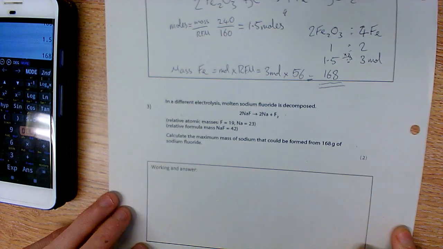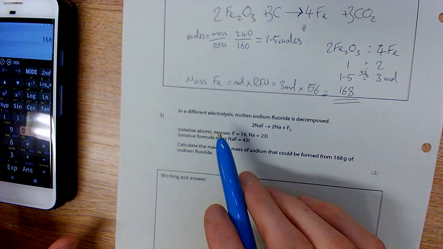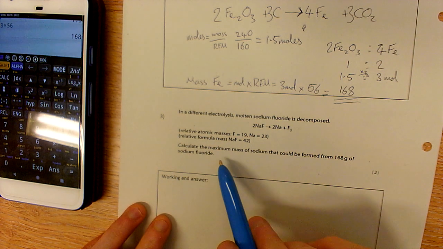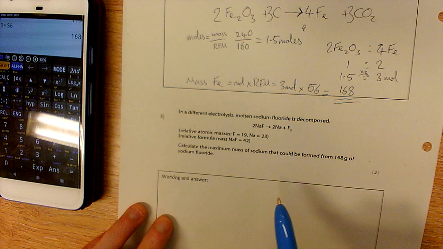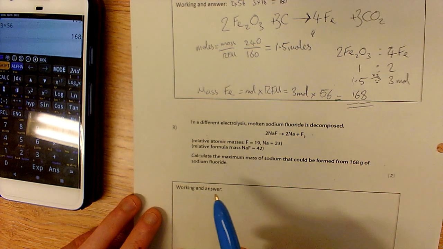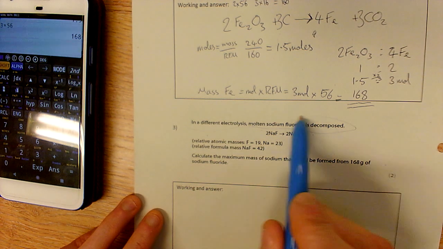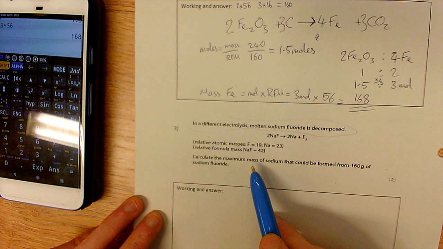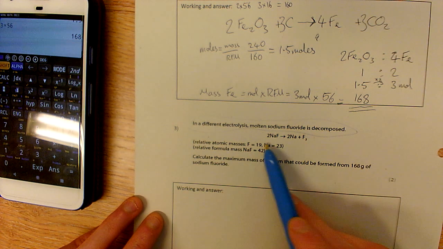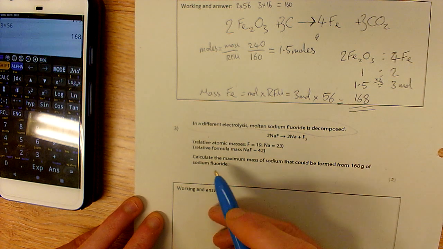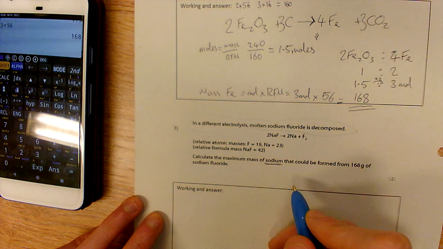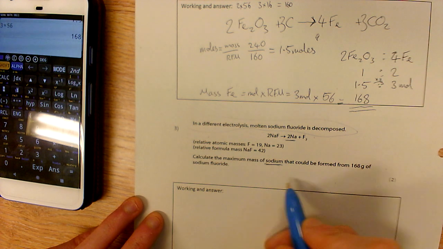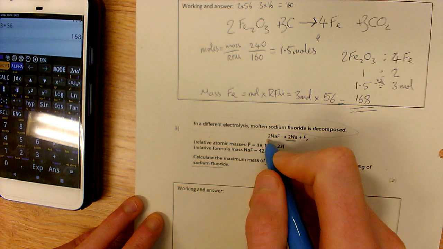Moving on to the last one. So, in a different electrolysis, molten sodium fluoride is decomposed. Calculate the maximum mass of sodium that could be formed from 168 grams of sodium fluoride. Right, if you don't know what electrolysis is, or you've forgotten what decomposed means, it doesn't matter. It's told you it's a maximum mass calculation, and it's given you an equation. So I'm going to start by underlining the important bits. It says sodium, there's sodium. That could be formed from 168 grams of sodium fluoride.